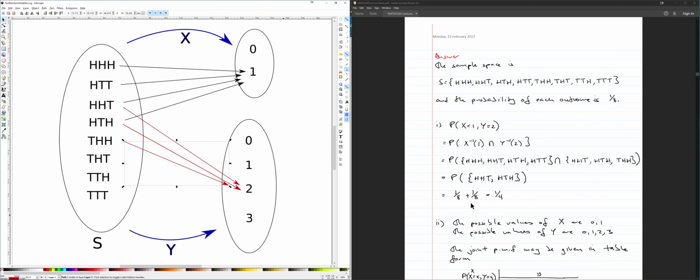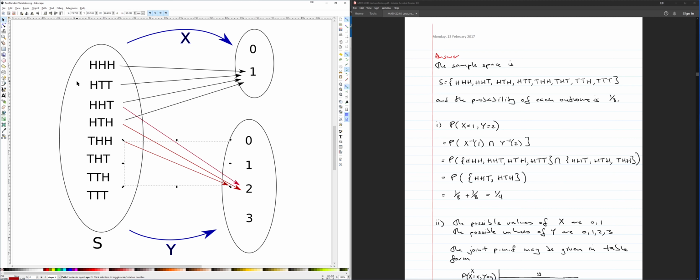So let's just recall what our sample space is. The sample space would be your 8 possible outcomes, and because it's a fair coin, each of these outcomes is equally likely, so the probability associated to each outcome is 1/8. And now what I want is probability x is equal to 1 and y is equal to 2.